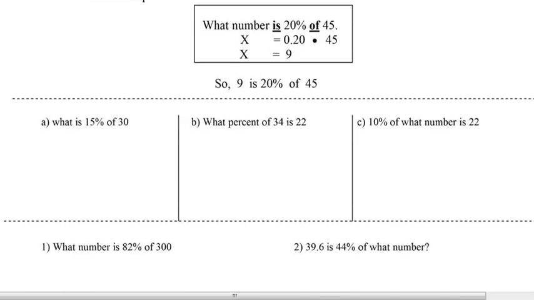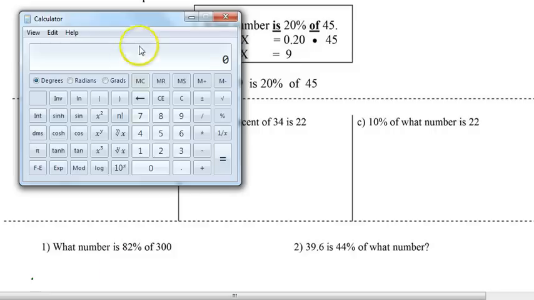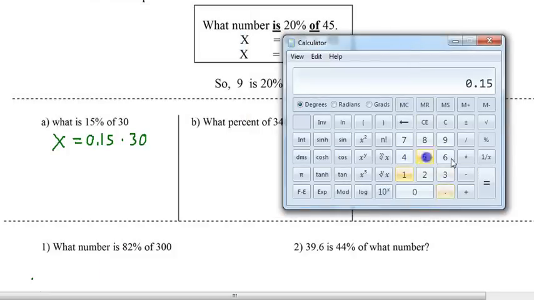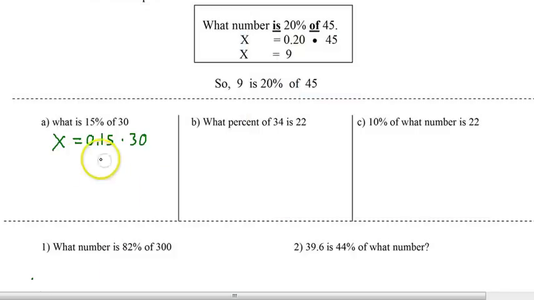So when you're given an equation like this, it says what number is 20% of 40. We put x for what number, is equals, change the percent to a decimal, put a multiplication for of, and then the last number. And that allows you to solve that equation. So let's try some. We have x is 0.15 times 30. Okay, so we bring up the calculator, and we go 0.15 times 30, 4.5. That's it.